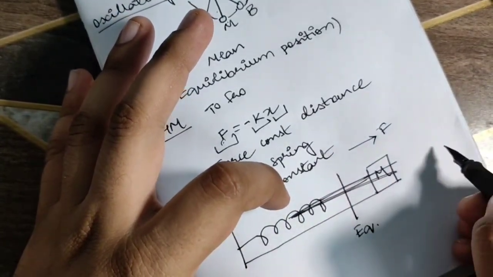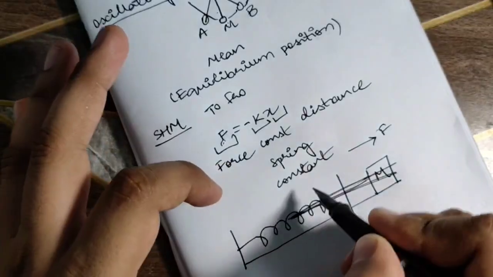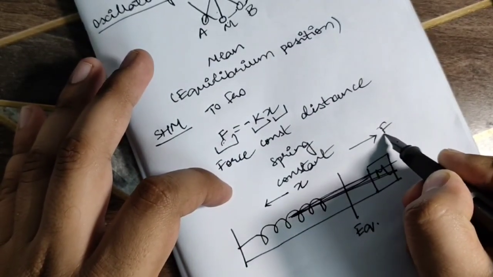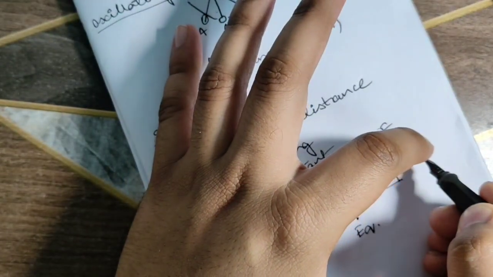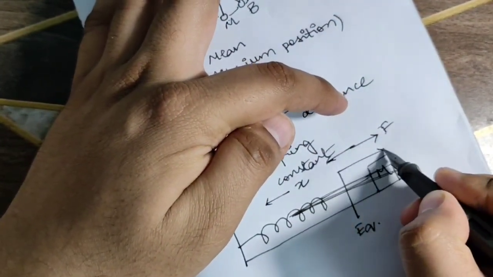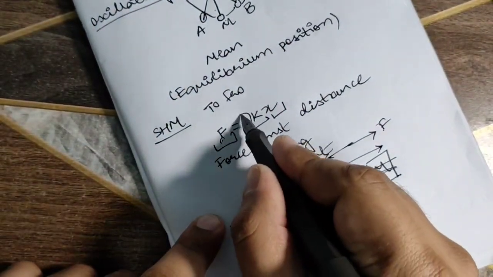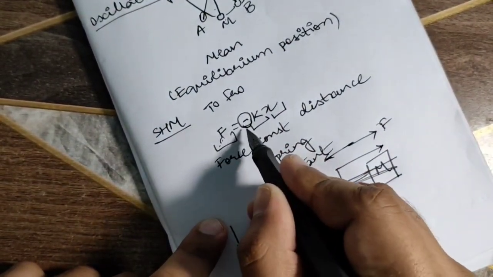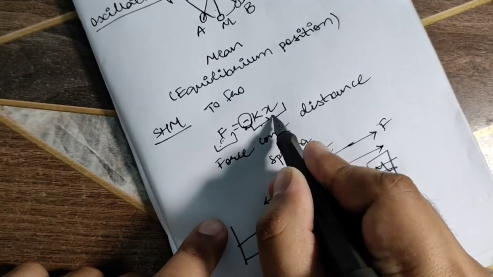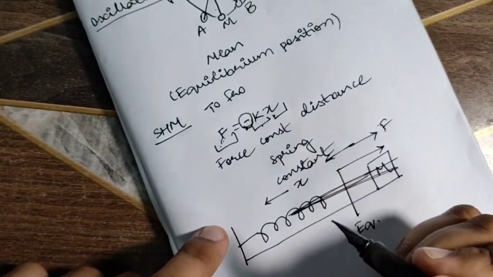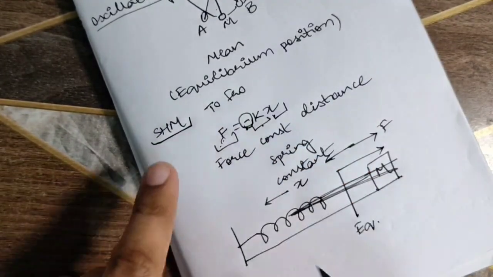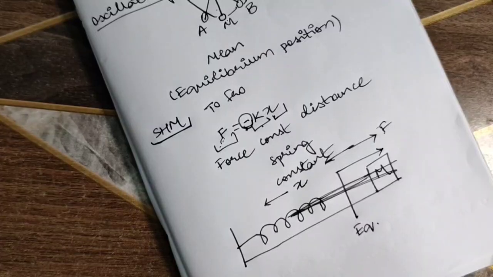Restoring force acts this way, but it is moving here. So displacement is in this direction, restoring force is in this direction. Now when it moves back, the restoring force is in this direction, but displacement is in this direction. So minus sign. Force is negative of the spring constant multiplied by the displacement. So this is SHM, simple harmonic motion.